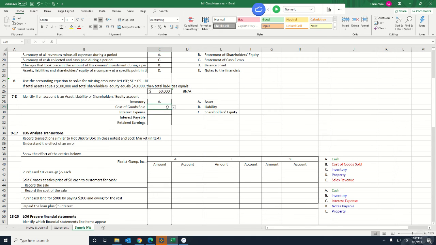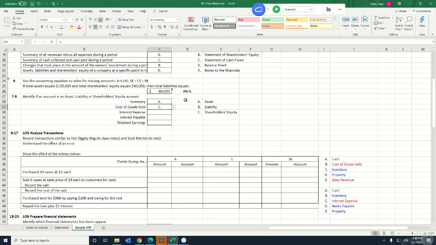What is that? This is a little bit challenging, right? Yep. Shareholders' equity. Correct. Why? Let's see. Not really it's not tangible. You're not holding it.